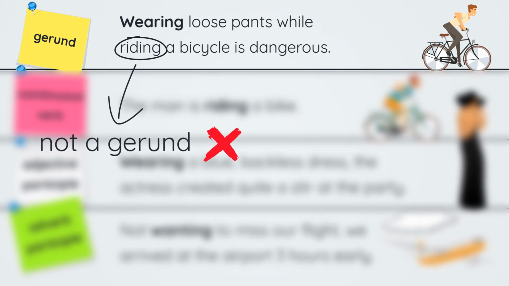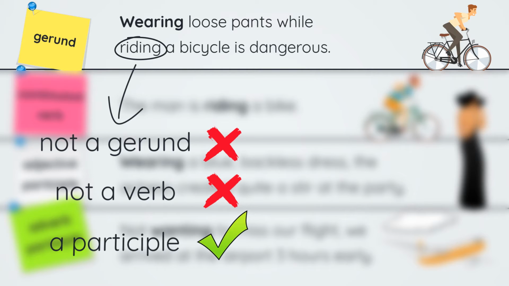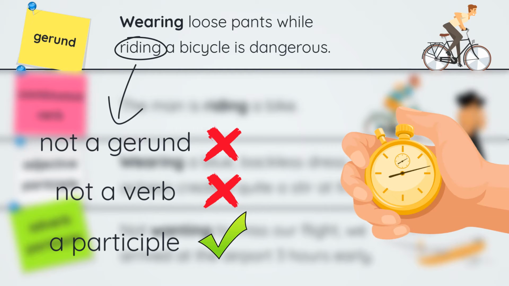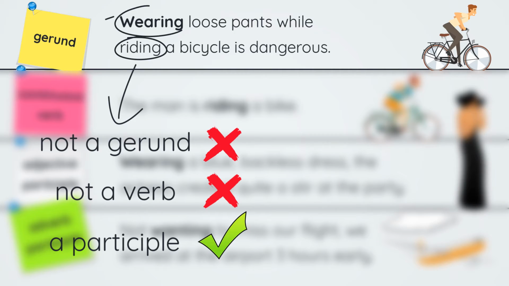Here, this word is actually not a gerund and it's not really a verb either. It has the verb idea, but it's actually a participle, which we are going to talk about in a minute, okay? So this is a participle, this is a gerund, just the activity itself.